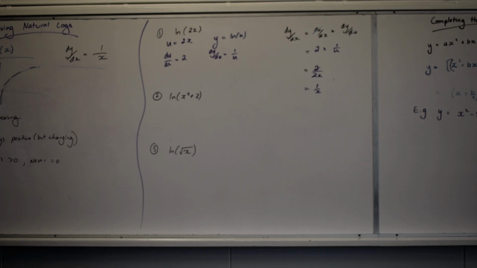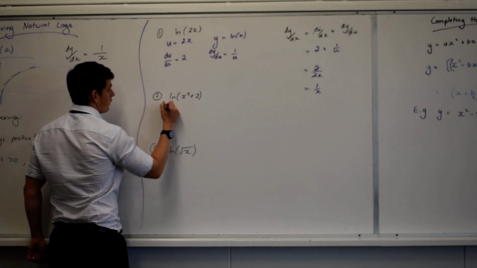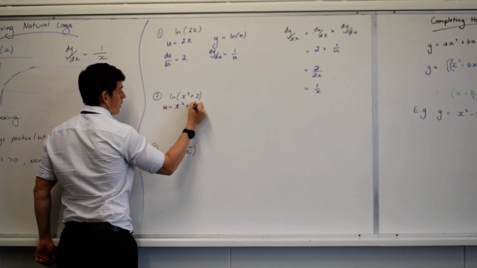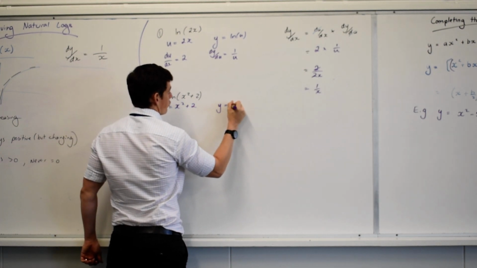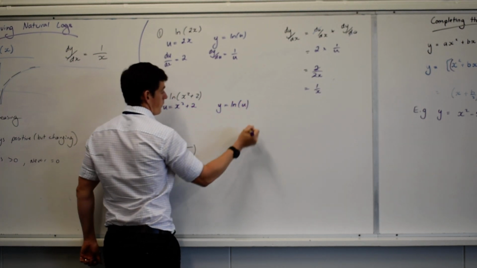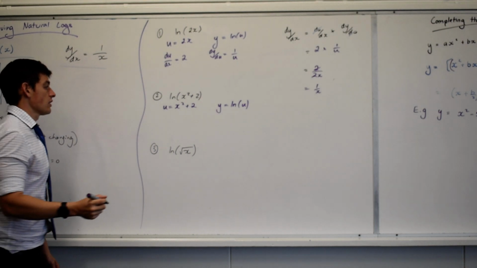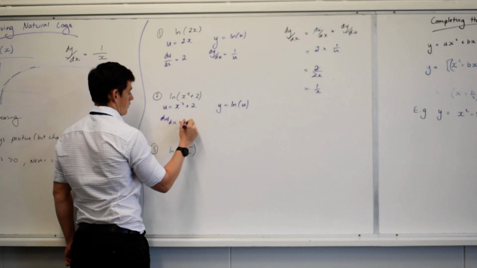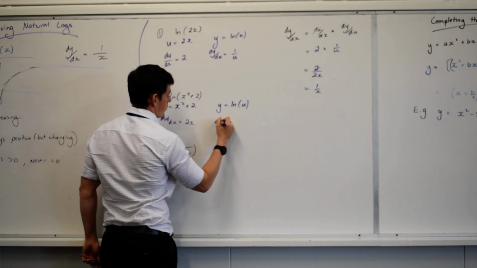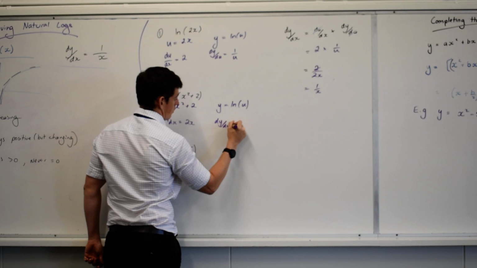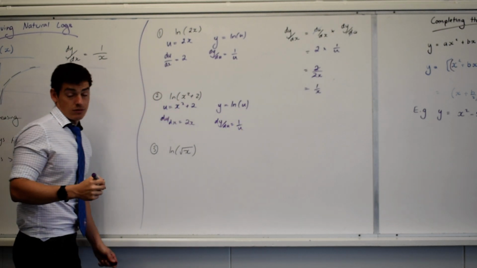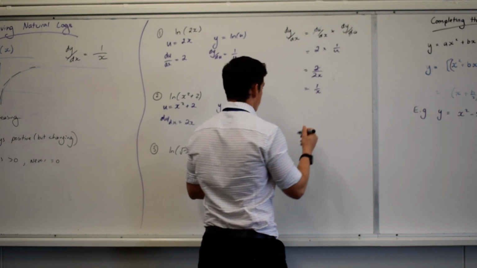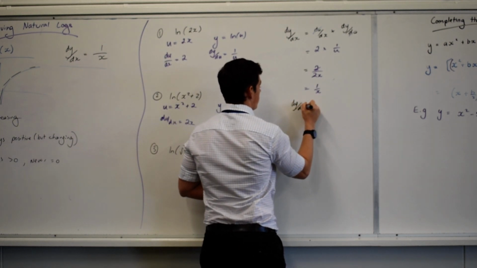Second one, we can follow the same process. What should my u be? X squared plus 2. What should my function now look like? du dx equals? dy du equals? 1 over u. Right, x. It's okay, right idea. And then over here, I'm just going to use the chain rule in all its forms.